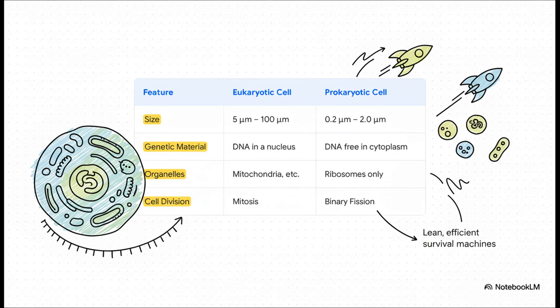First off, size. It's not even close. Prokaryotes are way, way smaller. They're also so much simpler inside. I mean, eukaryotes are jam-packed with all sorts of specialized parts, but prokaryotes basically just have ribosomes and cytoplasm. No nucleus, no mitochondria. They're these super lean, mean, efficient survival machines.